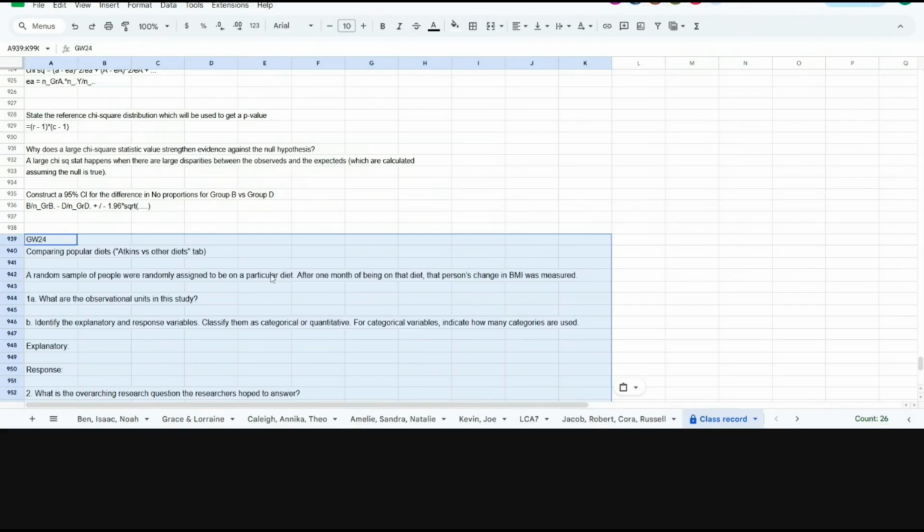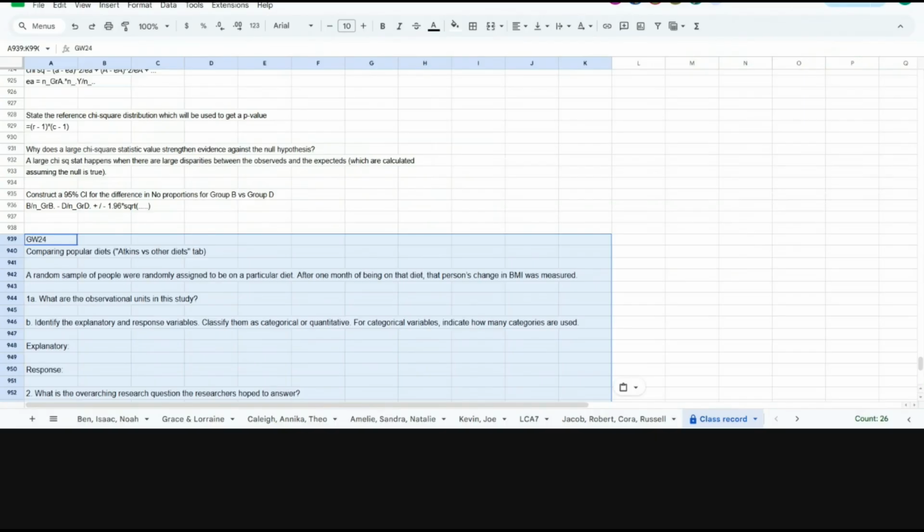Okay, so this is group work 24. To help you get some experience making a CSV, I did not make a CSV of data. I want you to go to the Atkins versus other diets tab in our datasets Google Sheet. If you go to the datasets section, the Google Sheet is there. It's called datasets. Click on that one. Go look for the Atkins versus other diets tab. Select the cells there. Make your CSV file the way I told you.